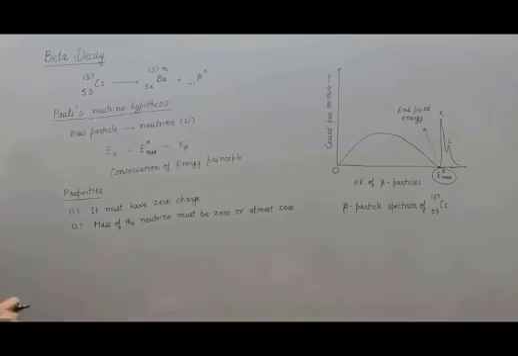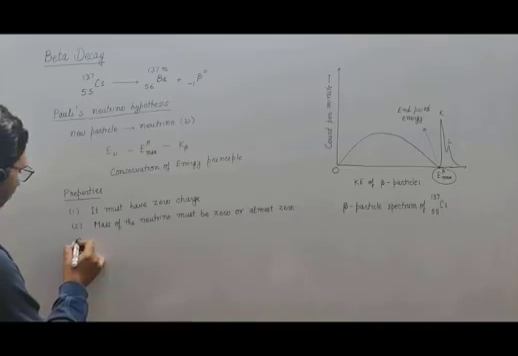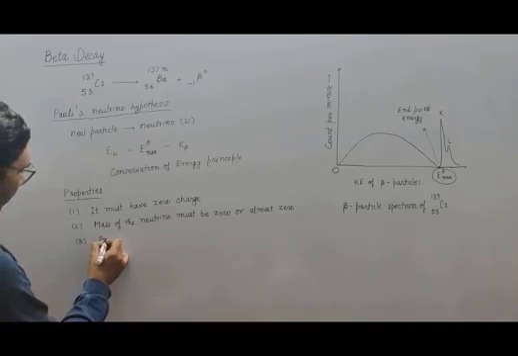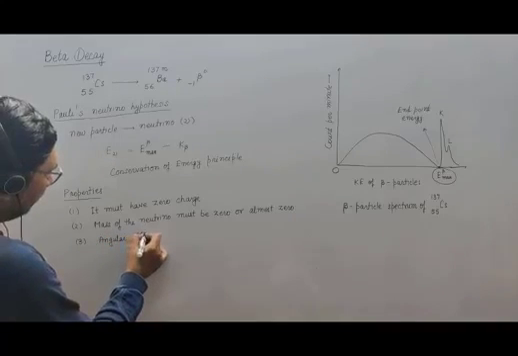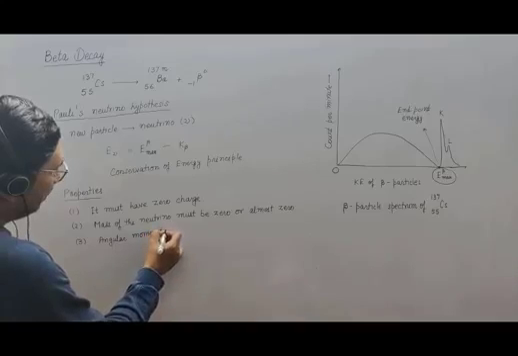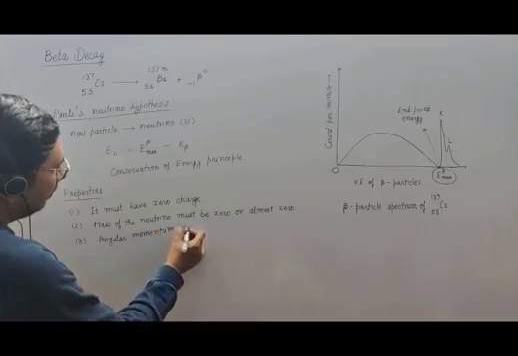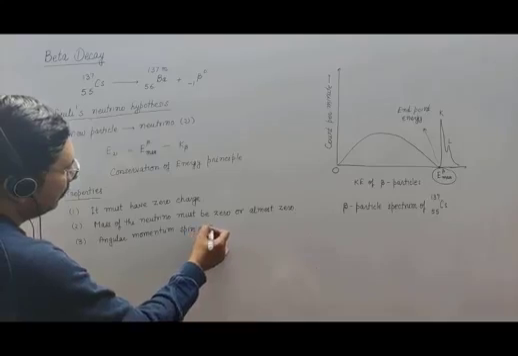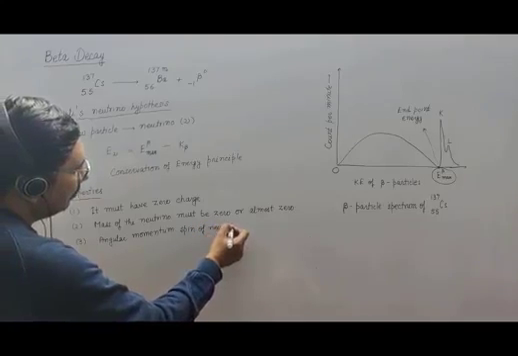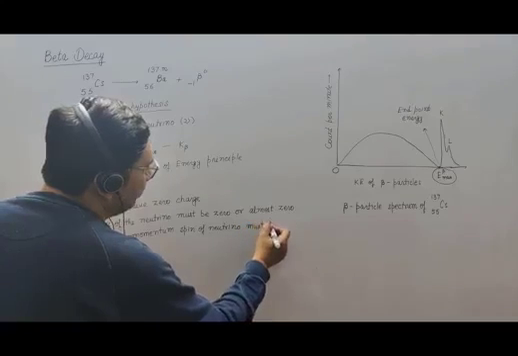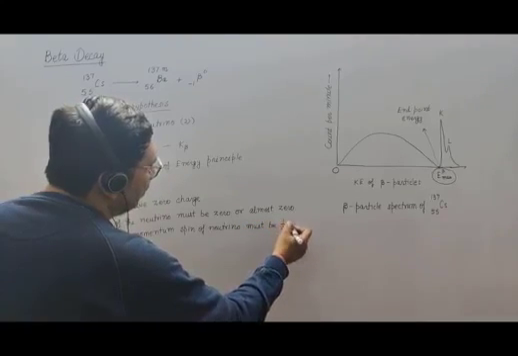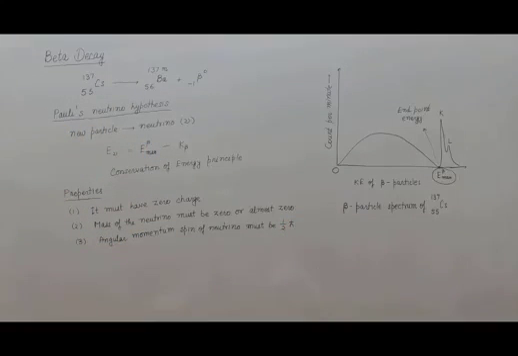Third is its angular momentum, its spin. The spin of the neutrino must be 1/2 h cross. So it must be a spin half particle.